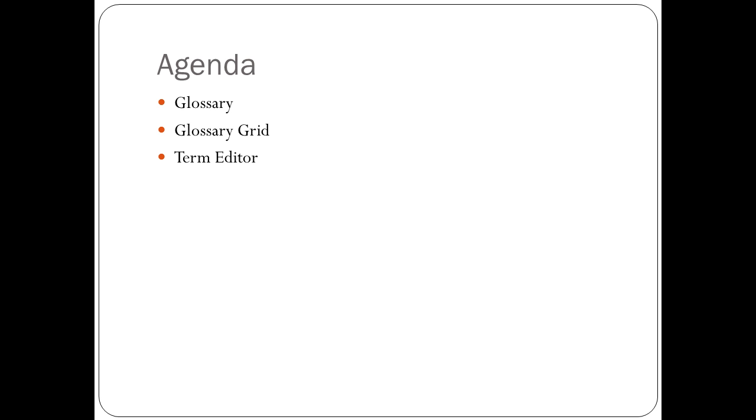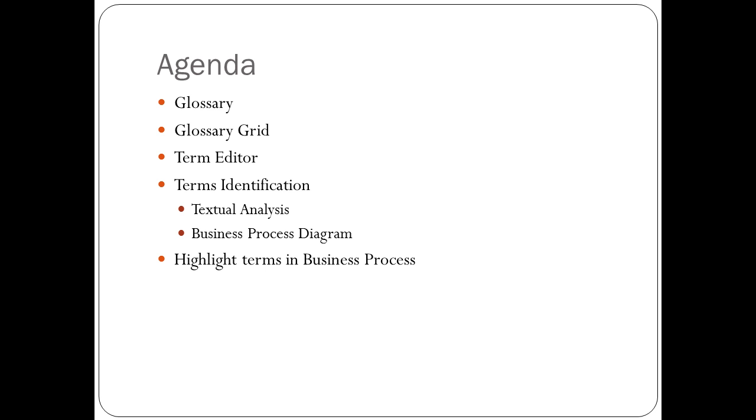We'll then move on to Term Editor, where we put in the term definitions. Then we'll talk about term identification. We'll cover two approaches: textual analysis and business process diagram. And finally, we'll talk about how to highlight terms in business process.